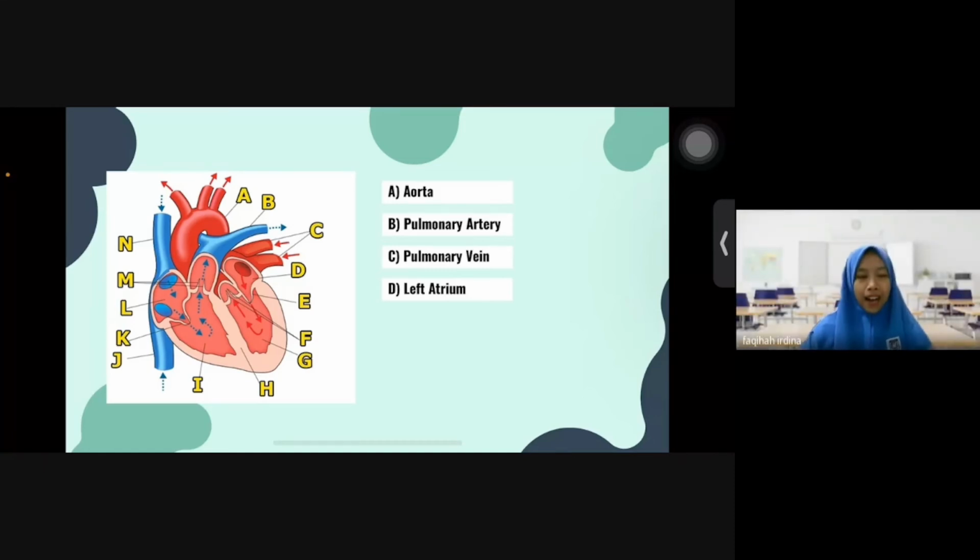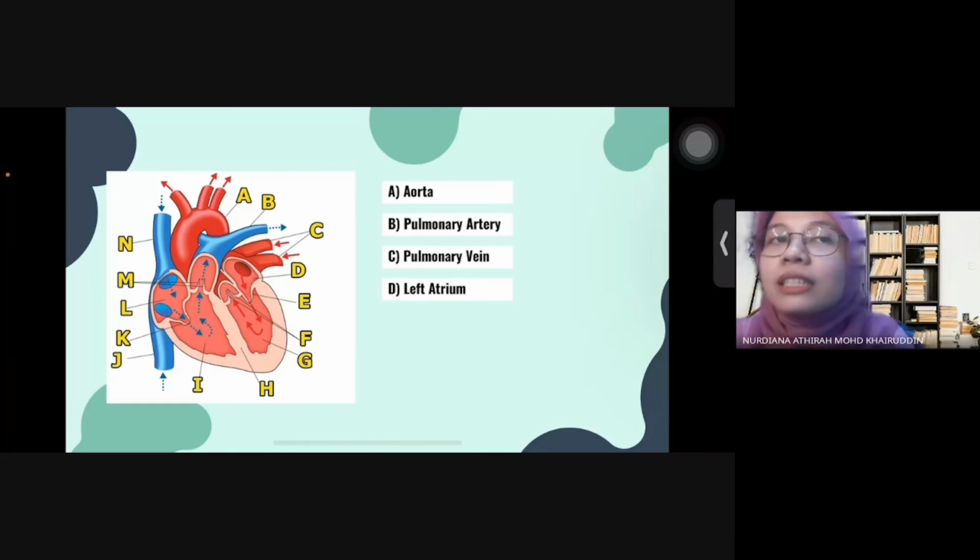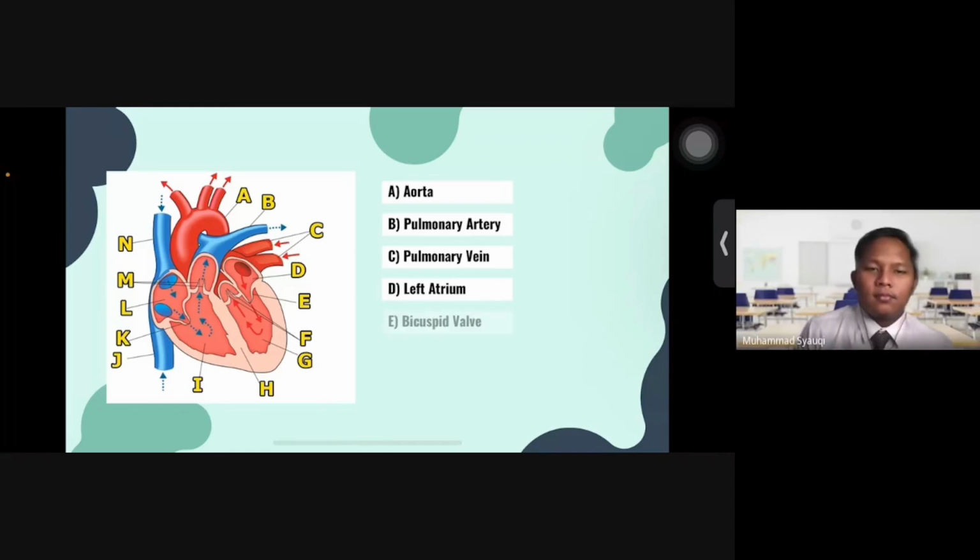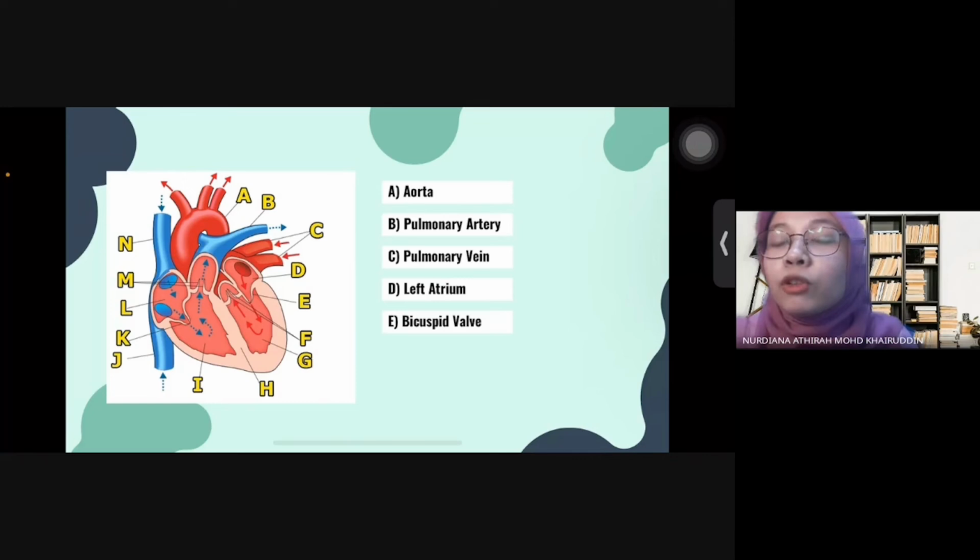Okay, and then for E, what is E? Tricuspid valve. Bicuspid. Okay, I've heard someone say bicuspid. I heard someone say tricuspid. So the correct answer is bicuspid. Very good, everyone. So for those who are wrong, please correct yours.